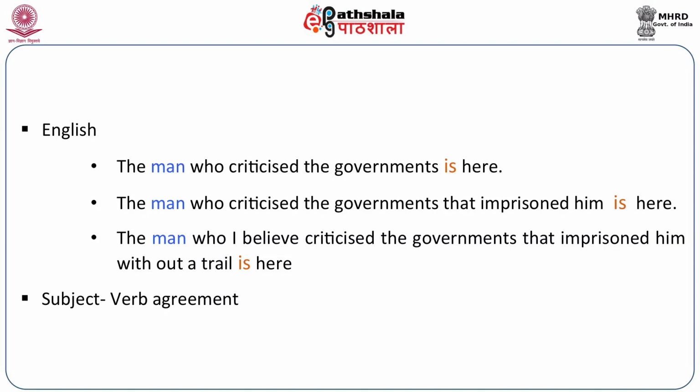So similarly, you can put in more things there. The man who criticized the governments that imprisoned him without a trial is here, because still there's only one man who's here. Although in between we have got governments, which are plural, right? Let me read that sentence again. The man who criticized the governments that imprisoned him without a trial is here. The is will refer to the man. It will not refer to the governments. Again, the man who I believe criticized the governments that imprisoned him without a trial is here. So there's this continual dependency between the man and is, and that is a discontinuous dependency because it can be separated by many other intervening relative clauses.